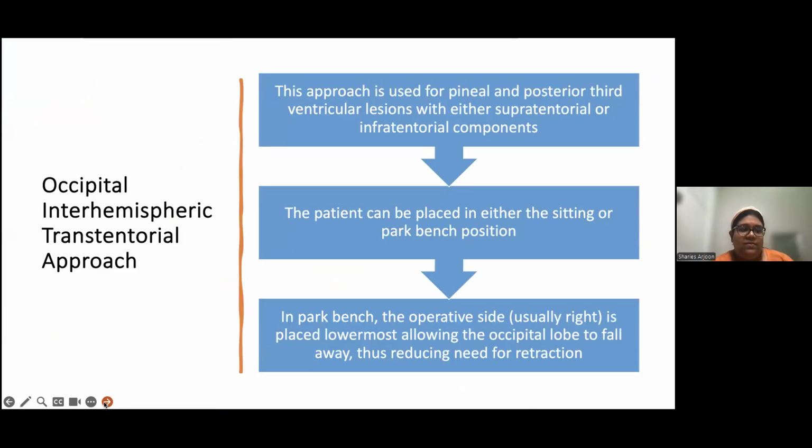Moving on now to the third open approach, the occipital interhemispheric transtentorial approach. This approach is used for pineal and posterior third ventricular lesions with either supratentorial or infratentorial components. The patient can be placed in either the sitting or park bench position. In park bench, the operative side, usually the right, is placed lowermost, allowing the occipital lobe to fall away, thus reducing the need for retraction.